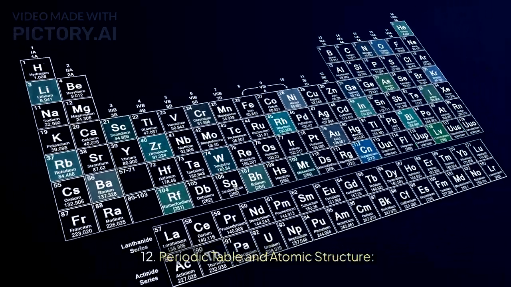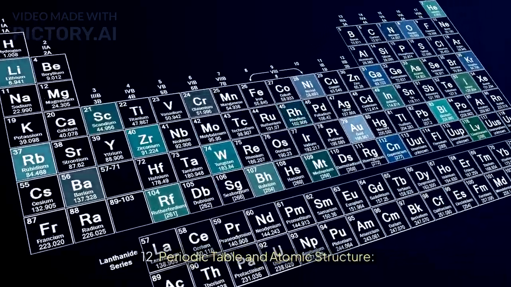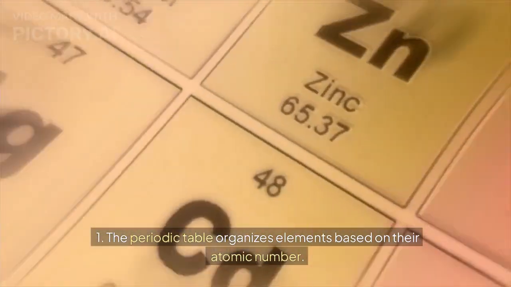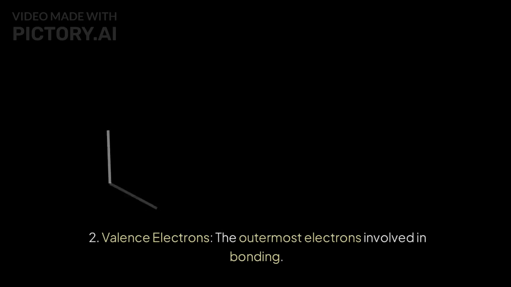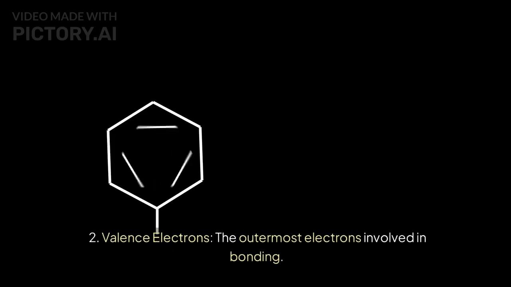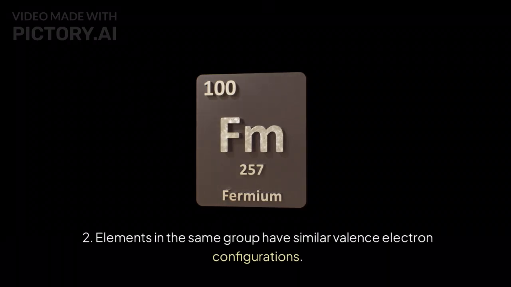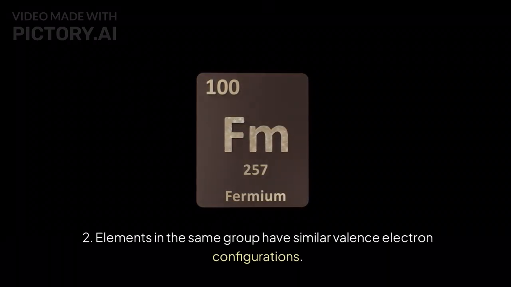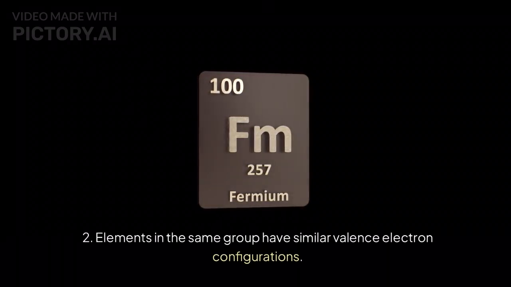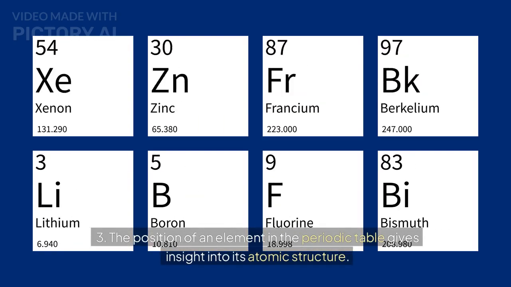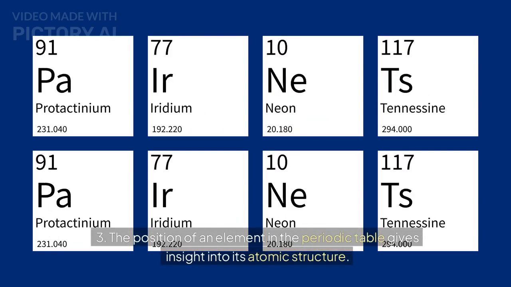12. Periodic table and atomic structure. The periodic table organizes elements based on their atomic number. Valence electrons are the outermost electrons involved in bonding. Elements in the same group have similar valence electron configurations. The position of an element in the periodic table gives insight into its atomic structure.